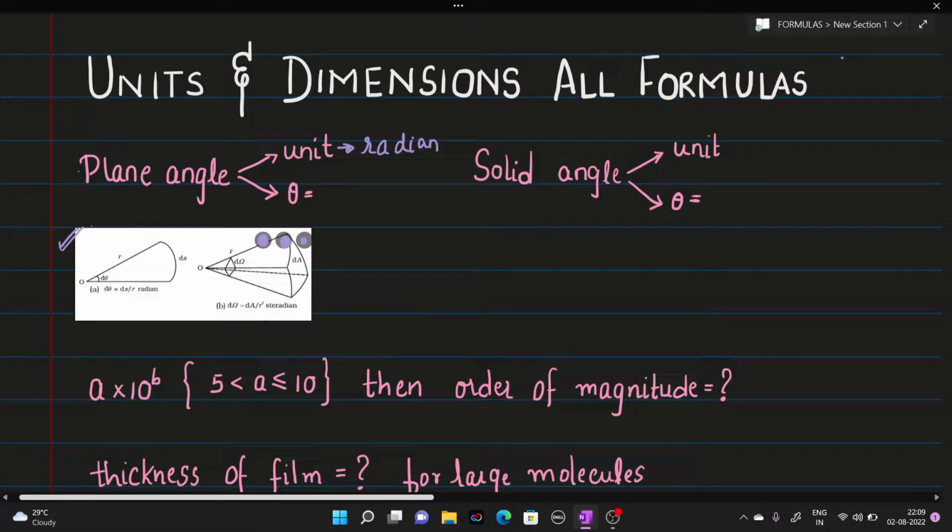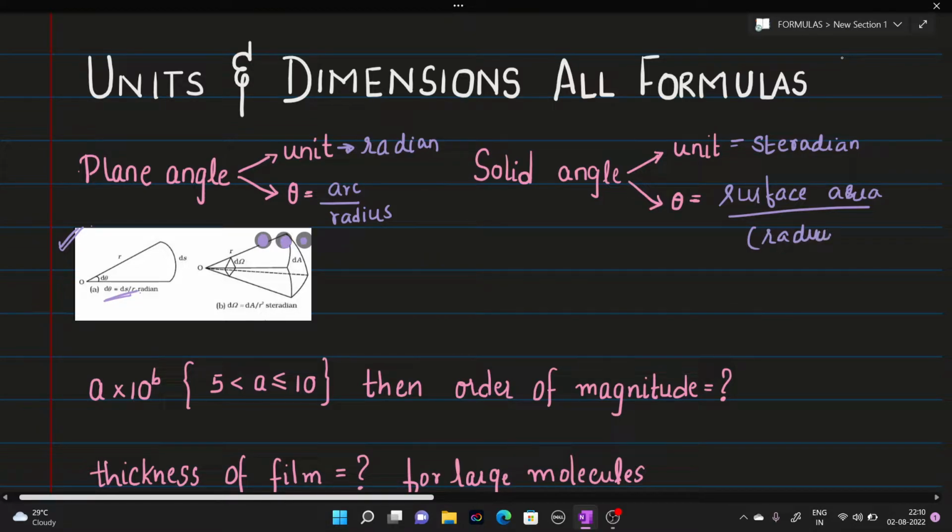Then to find the formula, here the formula is already given. Angle is nothing but arc upon radius. Next comes solid angle. Solid angle, over here it is shown in the diagram. The unit for solid angle is said to be steradian. And solid angle is nothing but surface area divided by the square of radius. So we just take the square of the radius in the denominator.